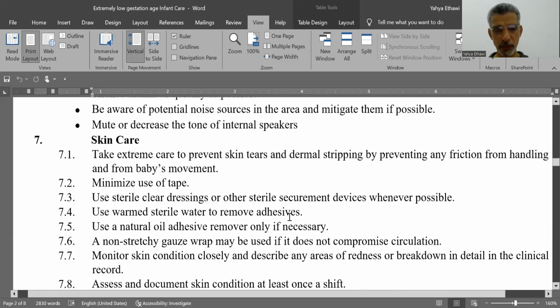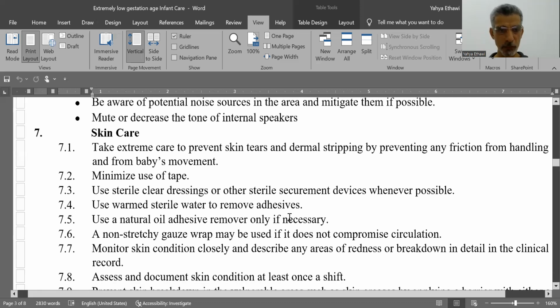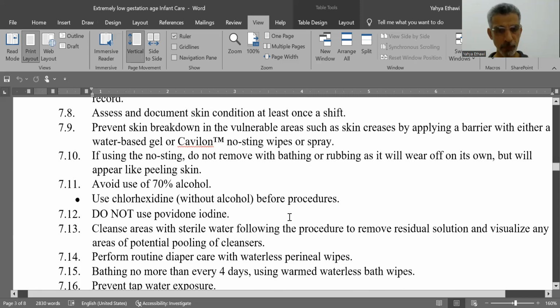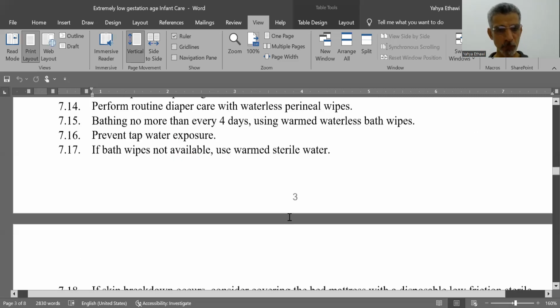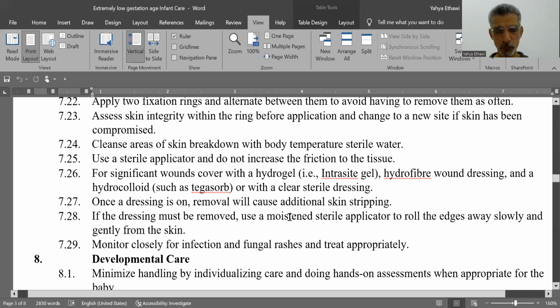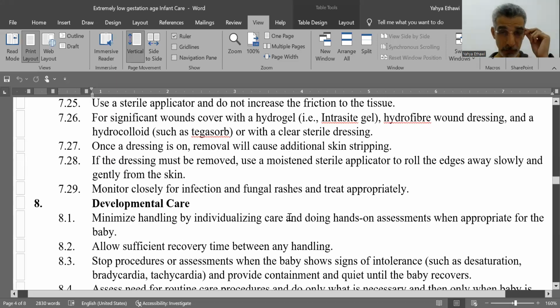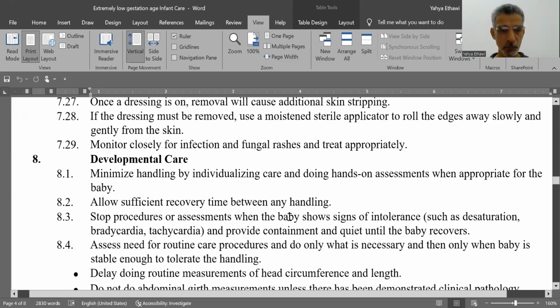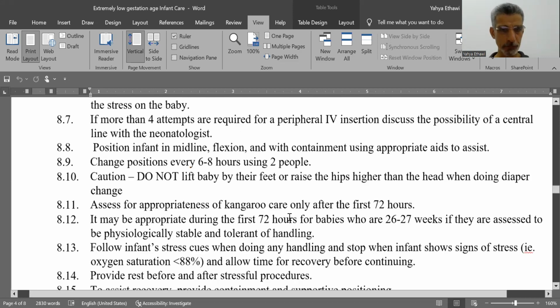And then how we care for the skin of the baby, what exactly we need to know to prevent skin damage, because these babies are very, very small. Okay? So you can see all this. How we do developmental care, and developmental care means how the baby is lying, the light, the noise, how the baby sleeps. These are the developmental care. So we will learn in the future.